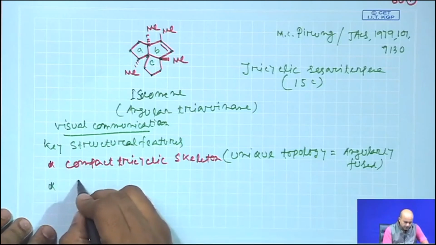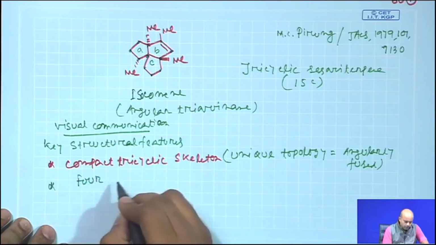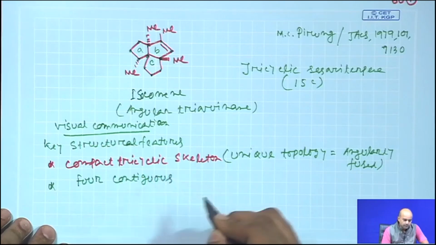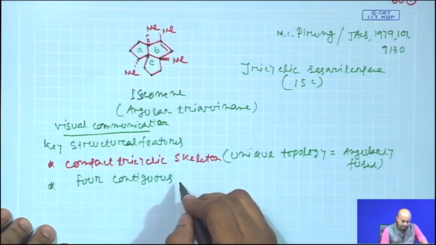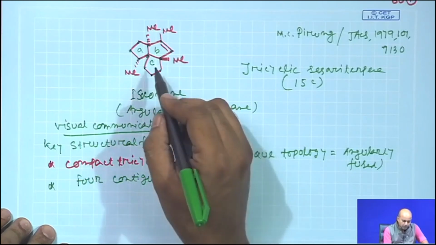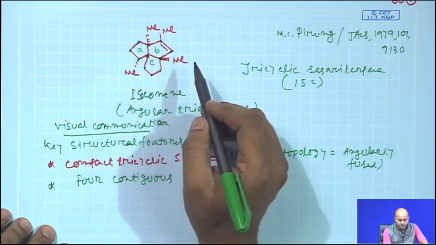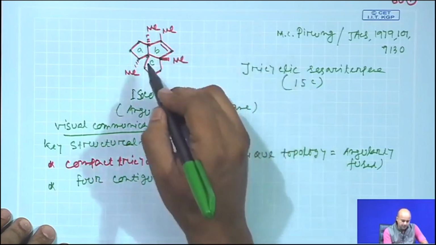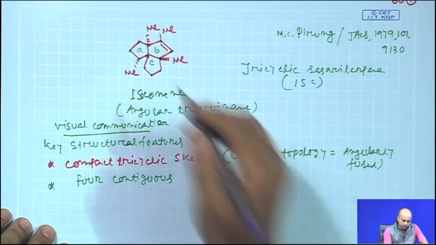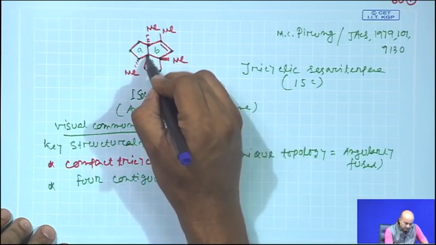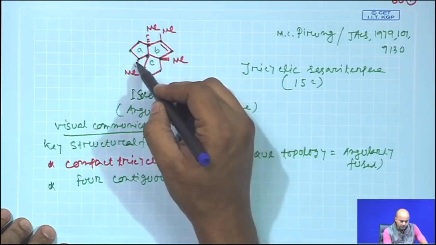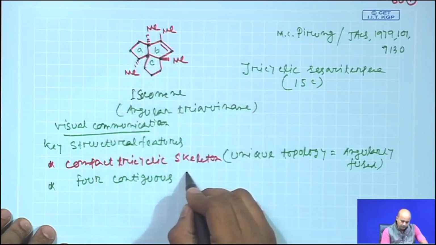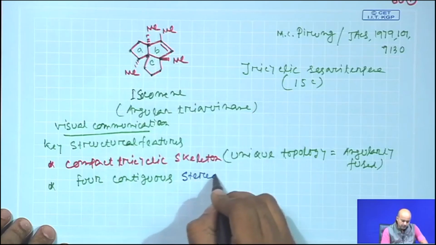Now, the next part: there are 4 contiguous carbons which are stereogenic. We are not going to discuss stereochemical strategies, but if you see what those are, it is 1, 2, 3, 4. Contiguous means they form a continuous array, so you can just say four contiguous stereogenic centers.